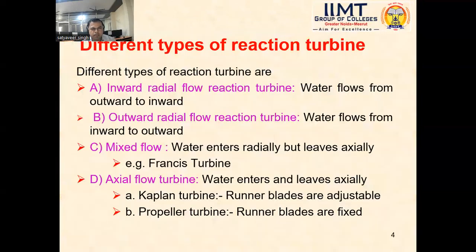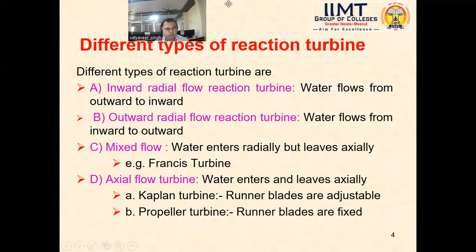If we discuss the types of turbines, there are different types of reaction turbines. Number one is the inward flow radial reaction turbine, second is the outward flow radial reaction turbine, third is the mixed flow turbine, and fourth is the axial flow turbine. We will discuss them one by one.